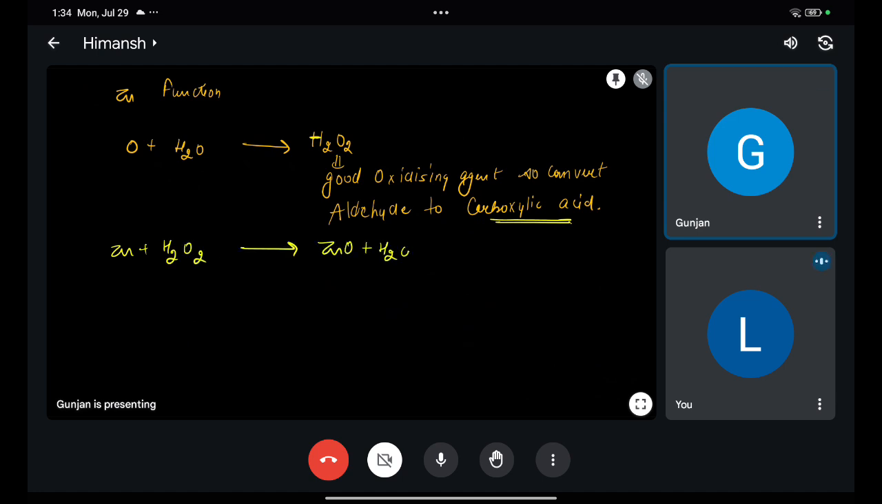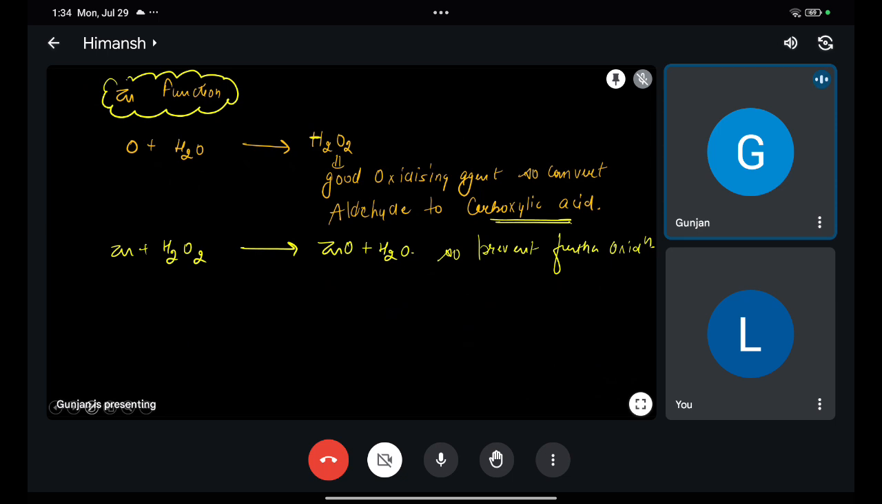Yes. So prevent further oxidation. All right. Yes, ma'am.